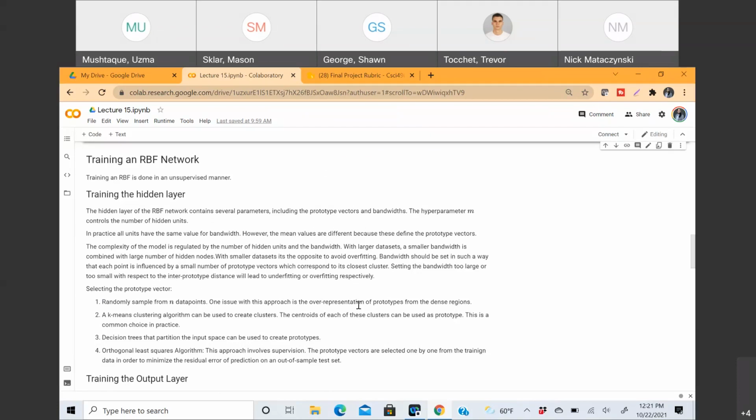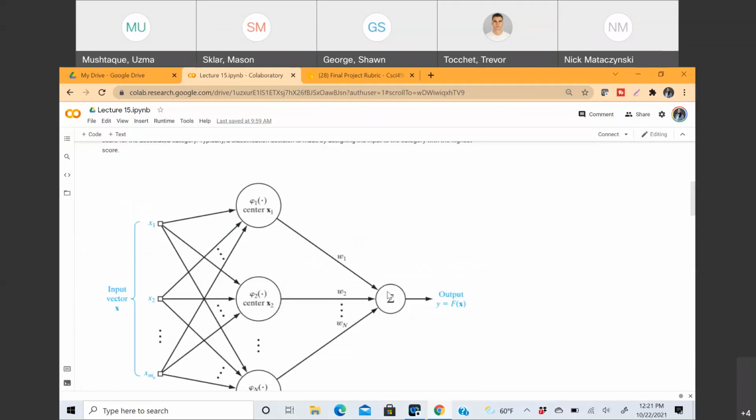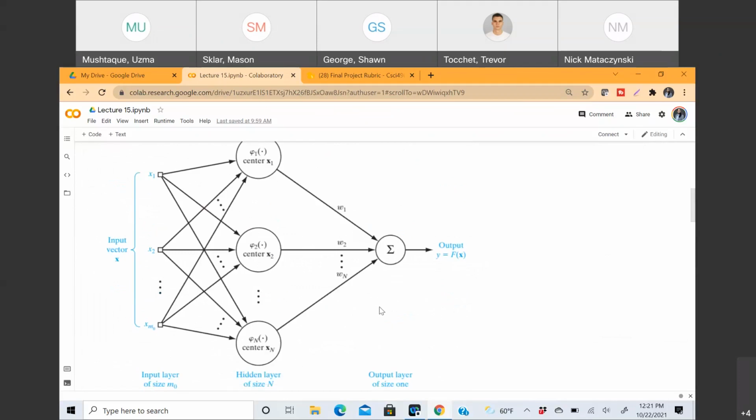All right. So first, let's talk about how we train the hidden layer. Okay, that's fine. The hidden layer, if you go back here, has several parameters. The first parameter that we need to figure out is my prototype vectors. Because we've been talking in the architecture about these prototype vectors and the difference between them and the input, but where do they come from? So first of all, we have to discuss that.